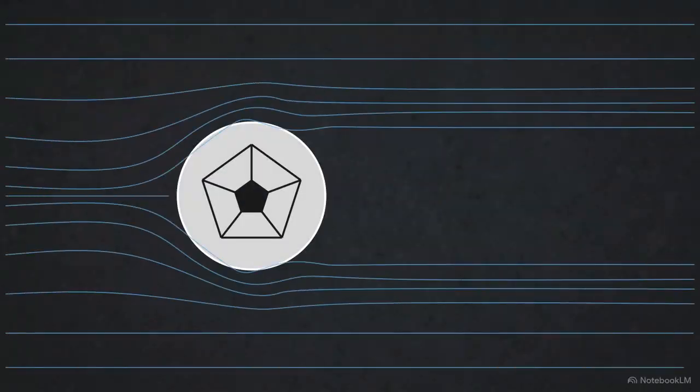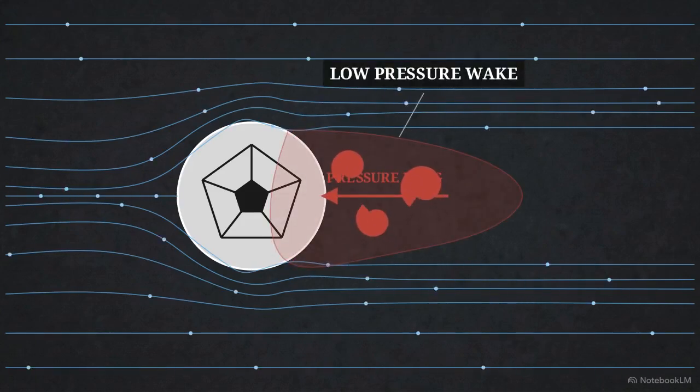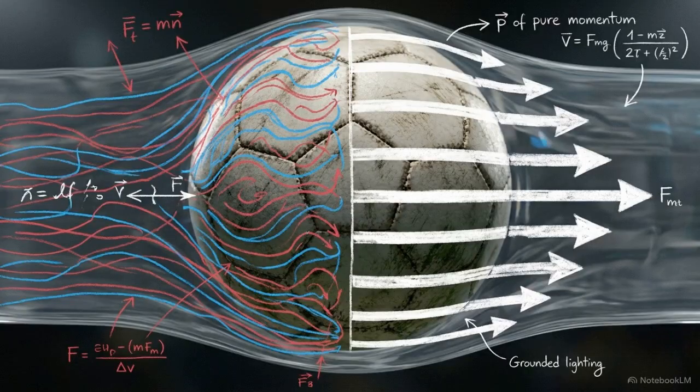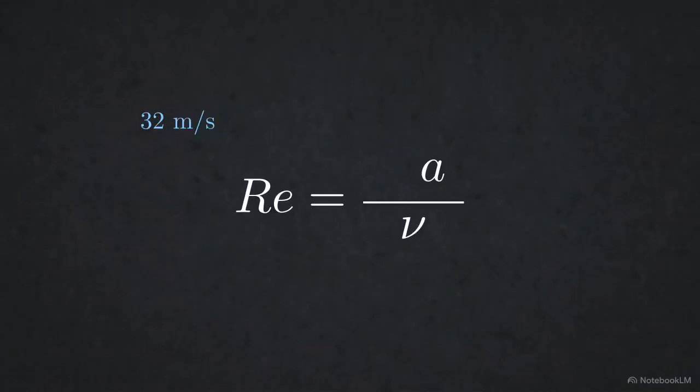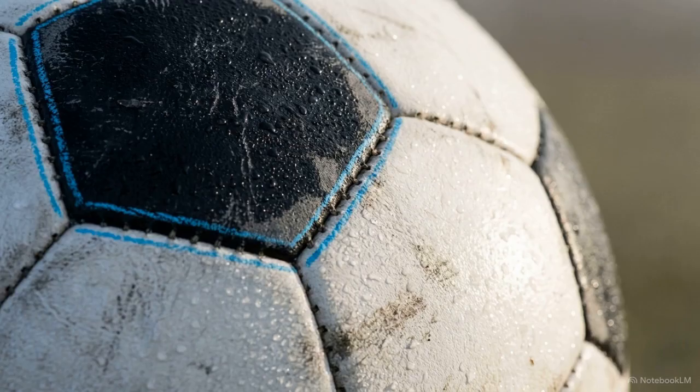Air resistance is predominantly pressure drag, a force created when air separates from the ball's surface and creates a low-pressure wake. The metric used to calculate this is the Reynolds number, which balances a fluid's inertial forces against its viscous forces. By plugging in the speed of our kick, the radius of the ball, and the viscosity of air, we see that a soccer ball operates at a Reynolds number of approximately 240,000. At this scale, viscosity matters only in a thin boundary layer of air adjoining the ball.